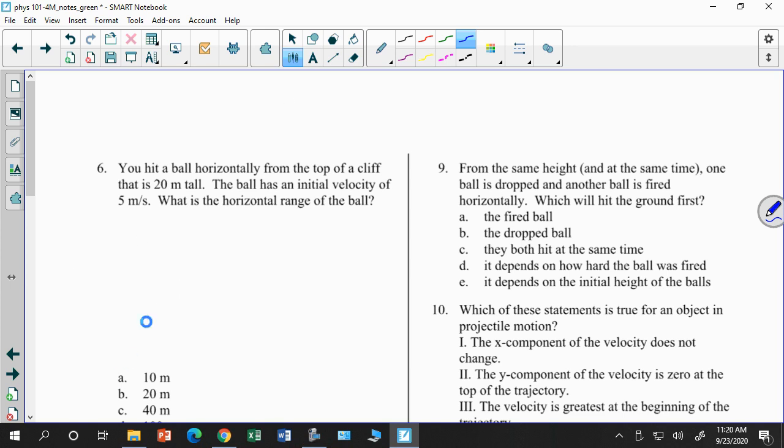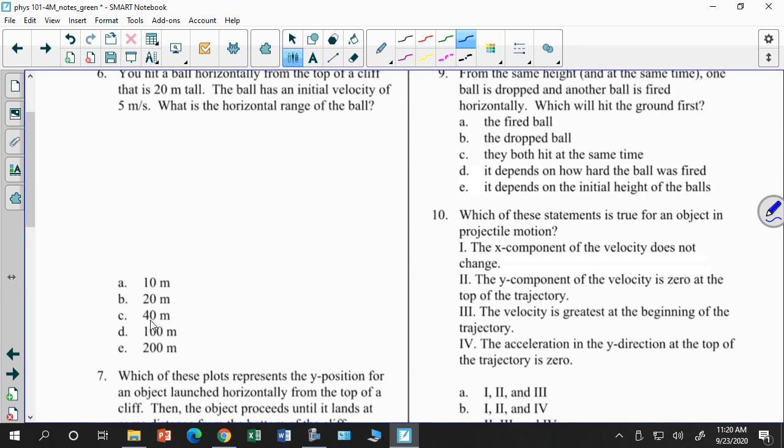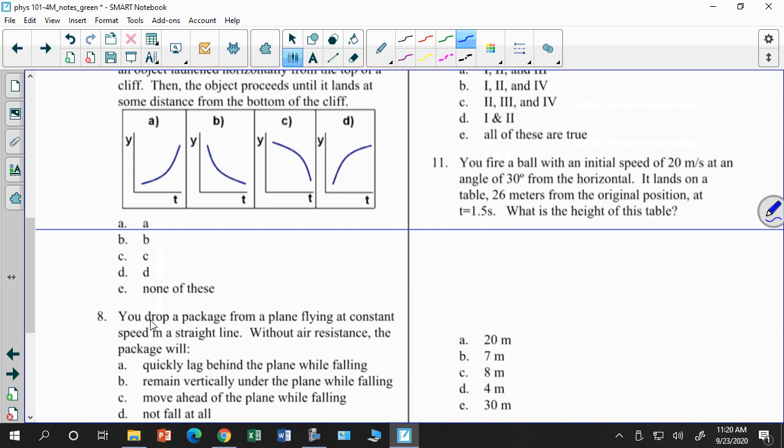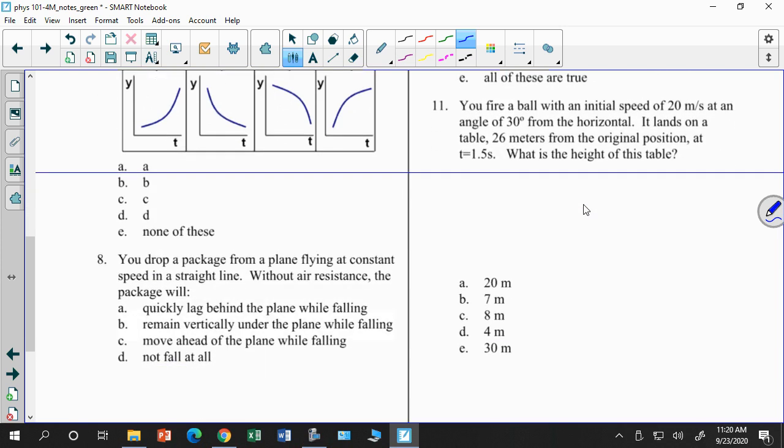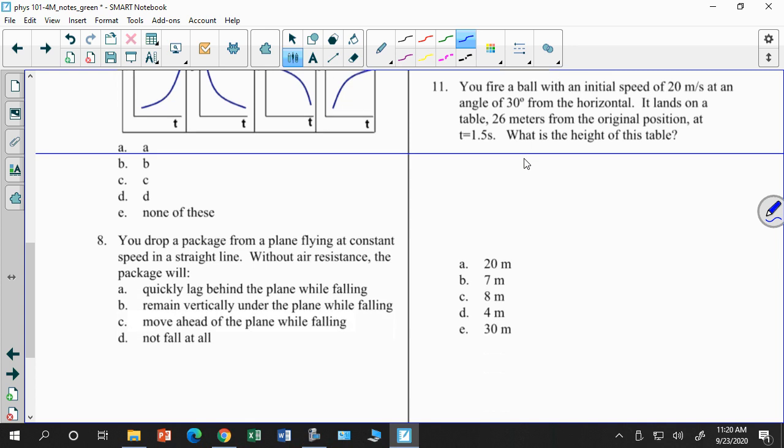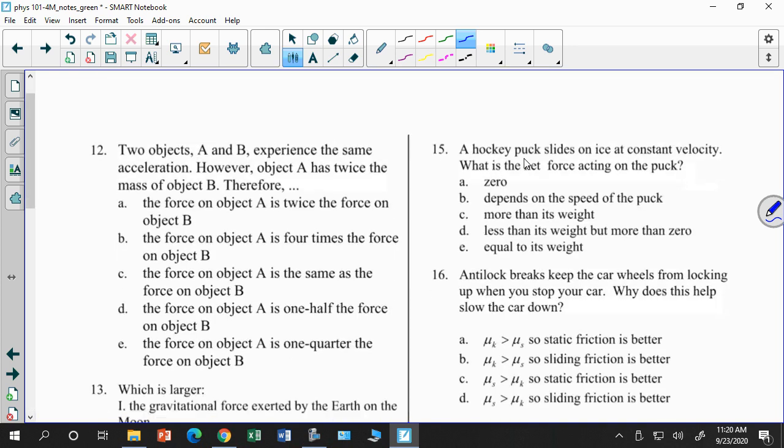Likewise, number 6. That's like one that we did. You should know how to do that one cold. Likewise, number 11, like one that we did, that you know how to do without really any work at all. All right.